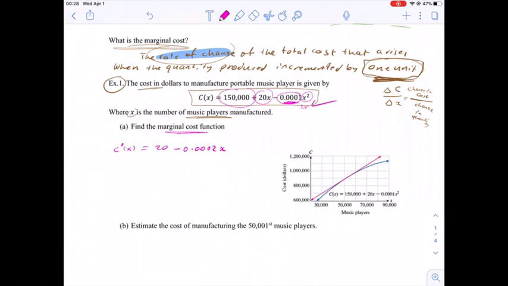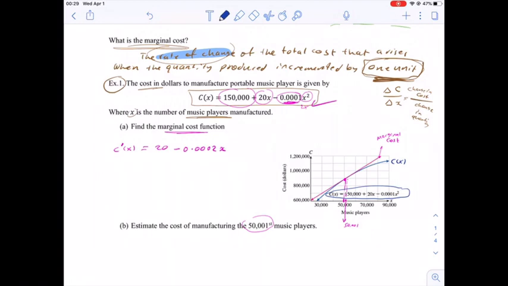Now we want to estimate the cost of manufacturing the 50,001st music player. So if this is 50,000, we have here 50,001, and as we described before, this is the tangent line. The slope of the tangent line represents the marginal cost, and the blue one is the cost function C of x given by this rule.